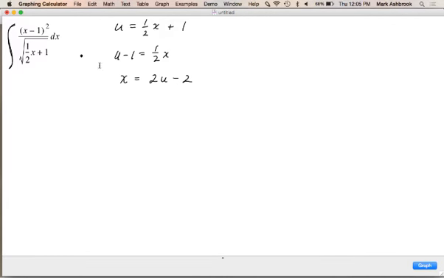Last thing we need to do is get dx. What is dx? 2 du. Now we've got everything we need. We know what 1/2 x plus 1 is, we know what x is, and we know what dx is. So rewrite the integral in terms of u. Go. You rewrite that whole integral so it's all now in terms of u.